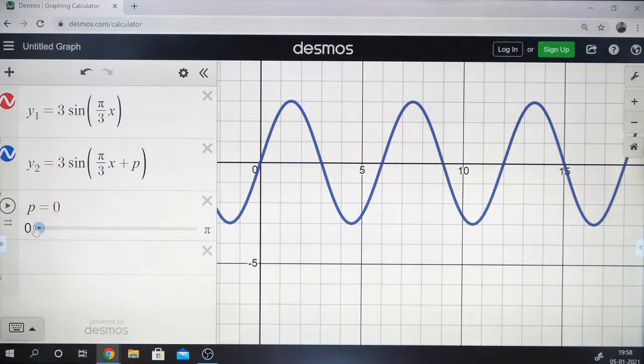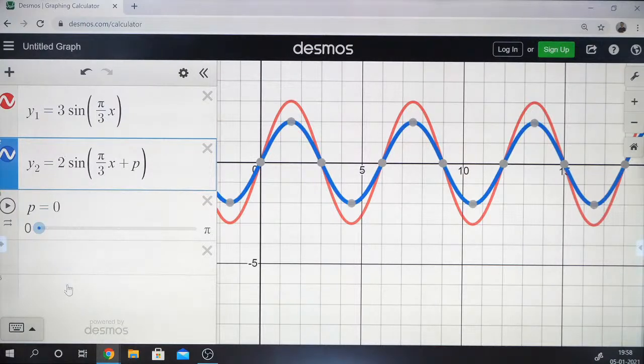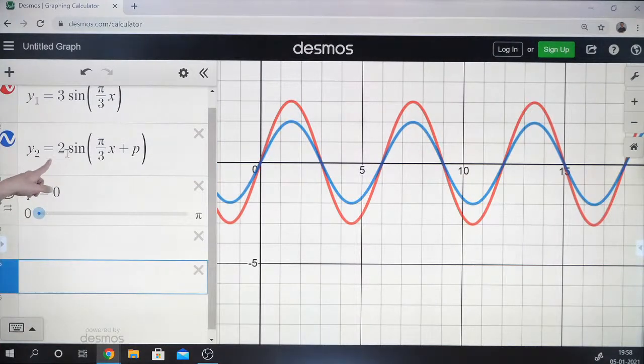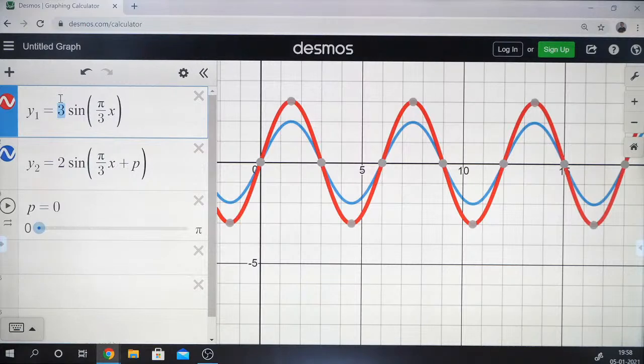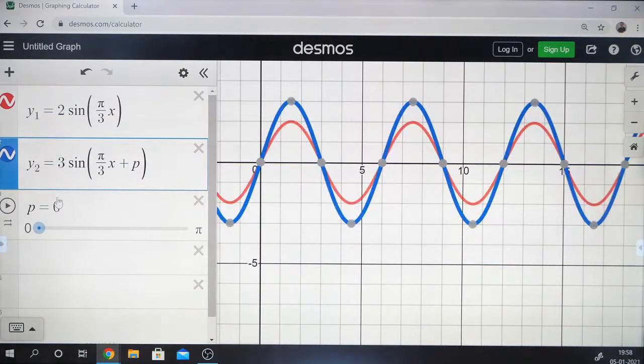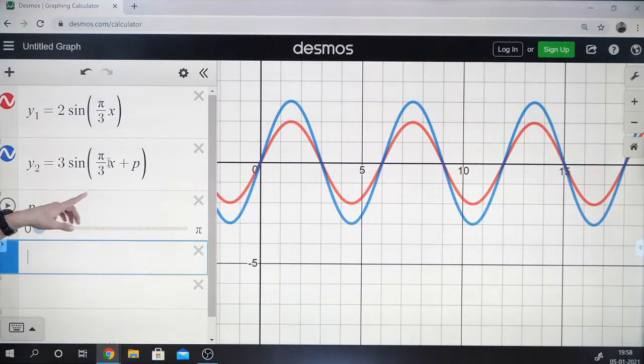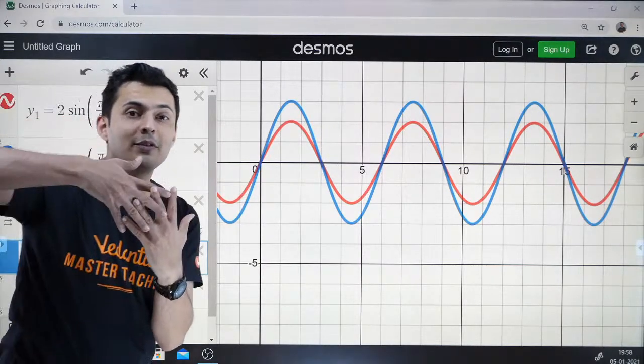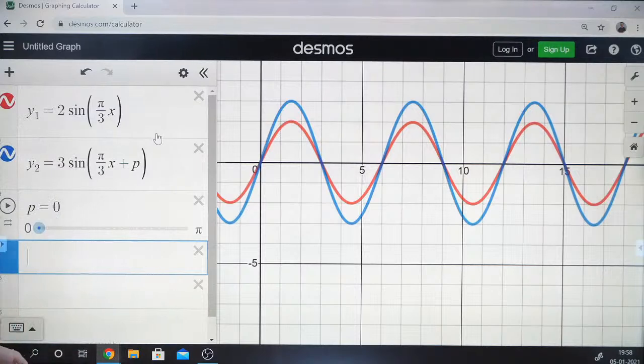Now observe this. The blue and the red curve are aligned together when p value is 0. That is, the phase difference between them is 0, guys. I can keep them at different amplitudes so that you can see that very easily. So blue one is having amplitude 2, or you can make this amplitude 2 and this amplitude 3. It doesn't matter, guys. The phase difference between them is 0. You can see that they are in phase. There is no phase difference right now.